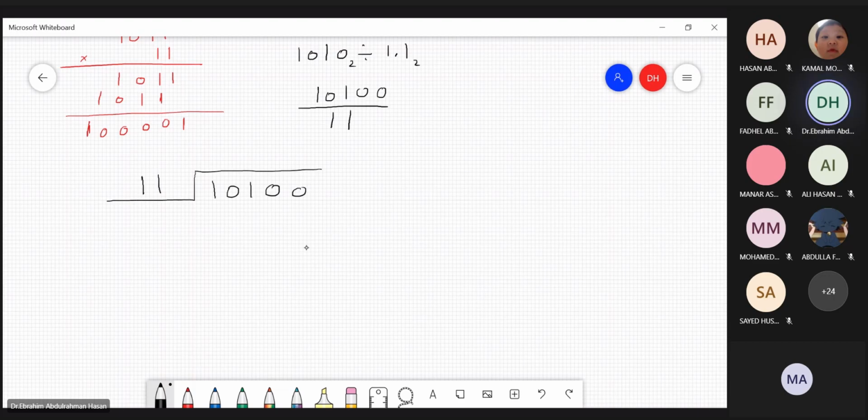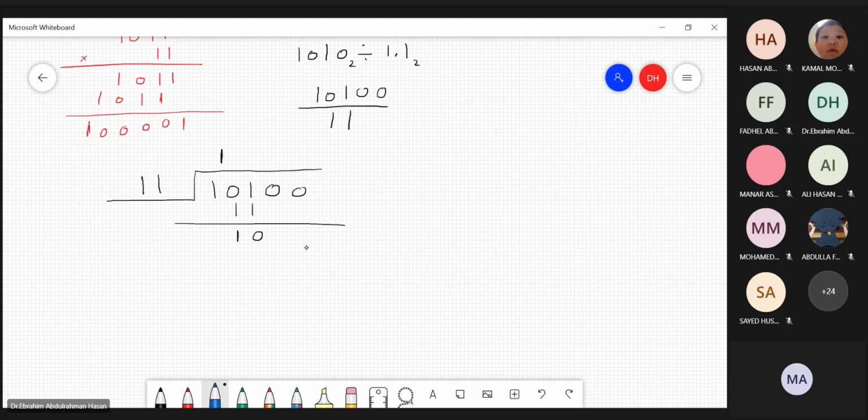Okay, so the first one we cannot do it with the 2, still we can't. So with the 3 digits, 101, it becomes 1. Multiplied by 11, so it becomes 11. Now subtract. So this becomes 0. Here you need to borrow, so 10 minus 1, it becomes 1.